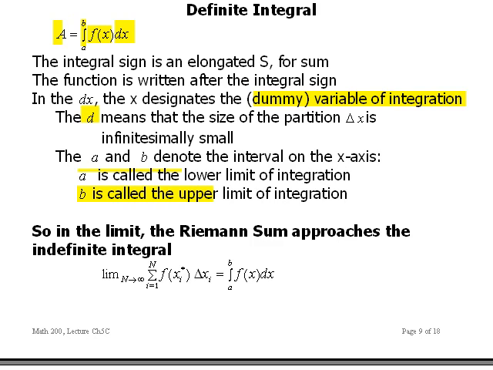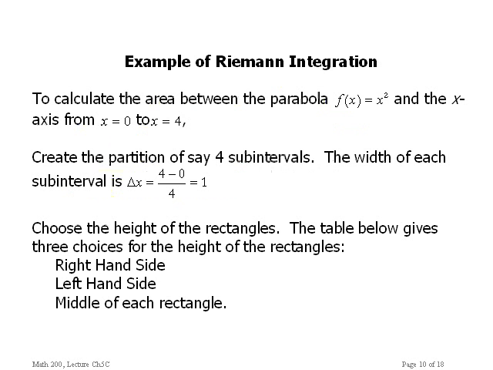The d means that the size of the partition, which was delta x, meaning a fairly large, crude partition, has become infinitesimally small. So we say in the limit that the Riemann sum of rectangles becomes the definite integral and the area between the curve and the x-axis. And here is an example.